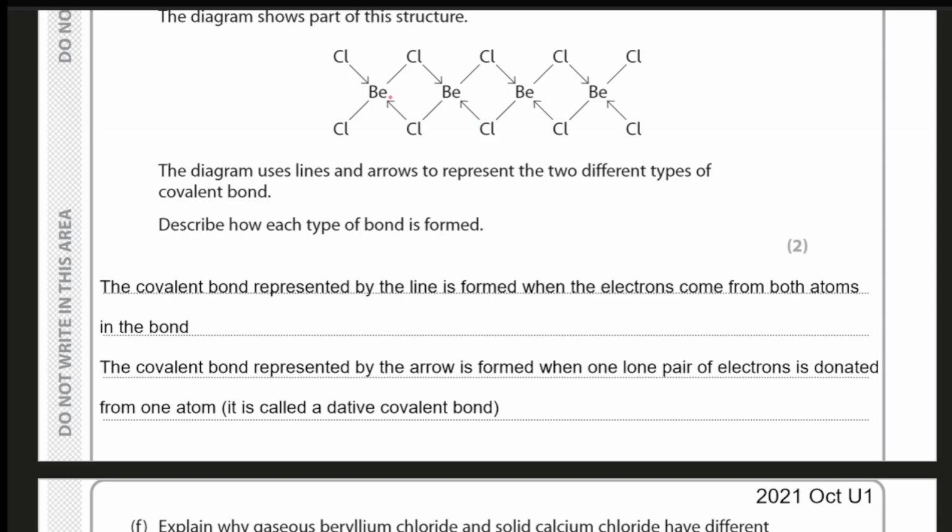Now if you check out the arrow down here, what does it represent? The covalent bond represented by the arrow is formed when one lone pair of electrons is donated from one atom. So that's right, the chlorine basically donates one of its lone pairs of electrons to an empty orbital of beryllium, considering it has 3 bond pairs and 1 empty orbital. So the lone pair has a chance to occupy the empty orbital of beryllium and produce the dative covalent bond. And the linear signs with no arrows are normal covalent bonds, which are produced through bond pairs between chlorine and beryllium.